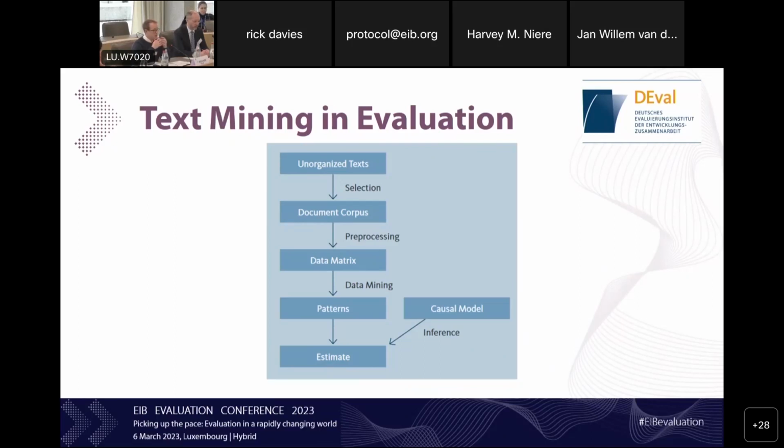And since we are still dealing with observational data, we can combine that with a causal model of the world, just as in statistics of observational data, and come up with estimates from that. So this is basically the process to get from digital text to estimates we can use in our evaluation.